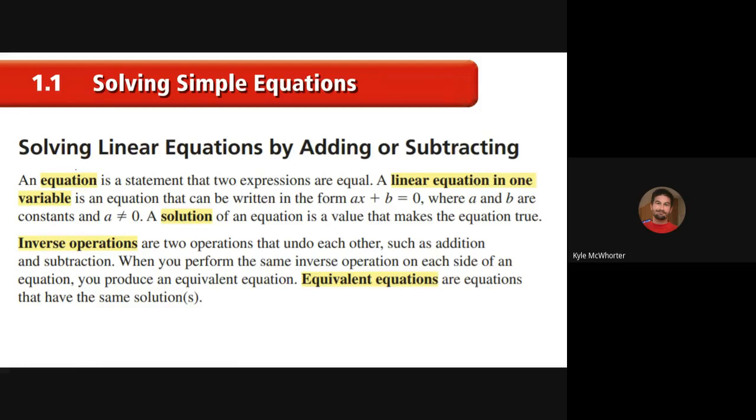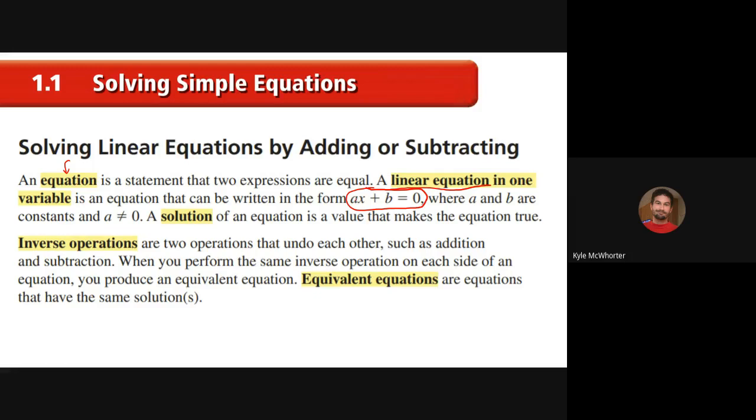We use the word equation a lot, and sometimes we confuse it with an expression. An equation has to have an equal sign in it, and it's setting two expressions equal to each other. A linear equation in one variable looks like this format right here, where A and B are numbers, right? A can't be 0 because then you wouldn't have a variable anymore. So this is a linear equation.